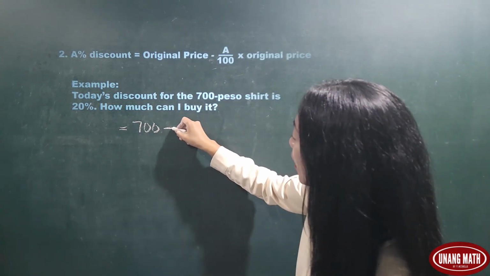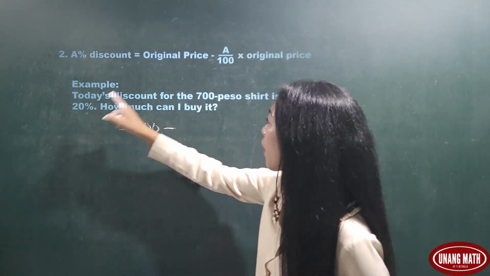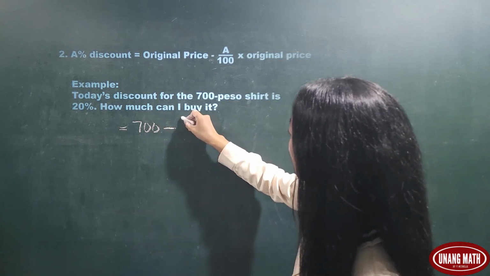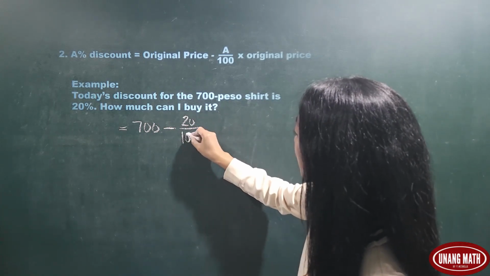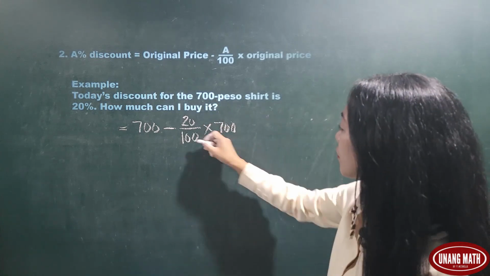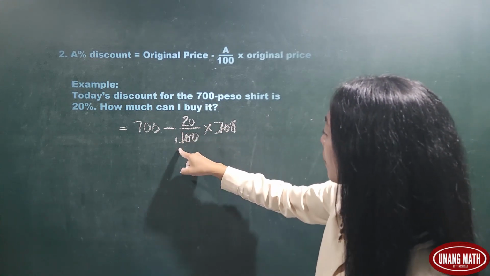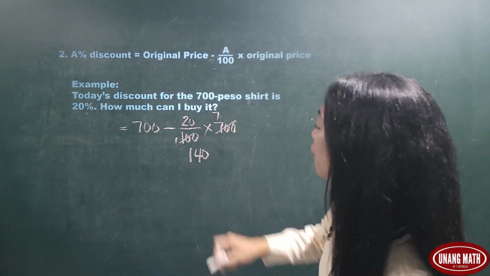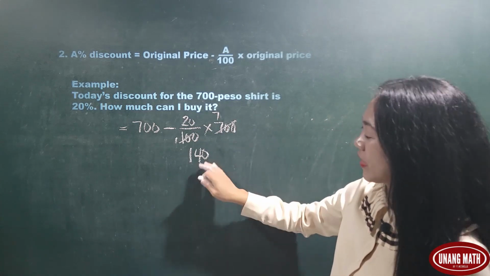So to get the discount, get the 20% of 700. A over 100 here is 20%, so this is 20 over 100, times the original price, 700 pesos. Simplify this one, this becomes 1, and this is 7. So 20 times 7 is 140. So the discount is 140.